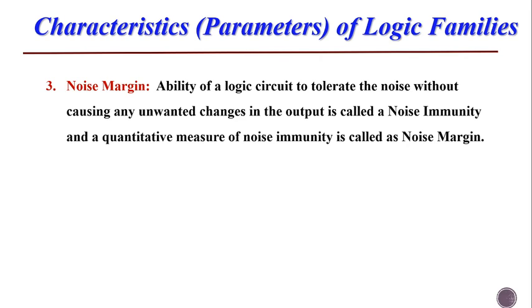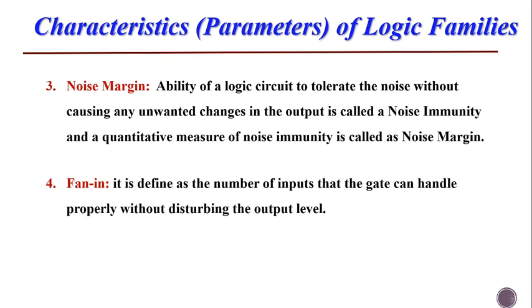Next is noise margin. This is the ability of a logic circuit to tolerate noise without causing any unwanted changes in the output. It is called noise immunity, and the quantitative measure of this noise immunity is called the noise margin. And noise is nothing but an unwanted electrical signal. Fourth is fan in.